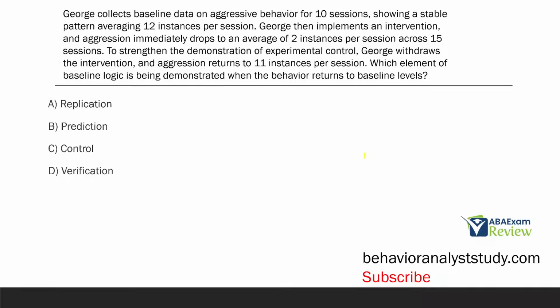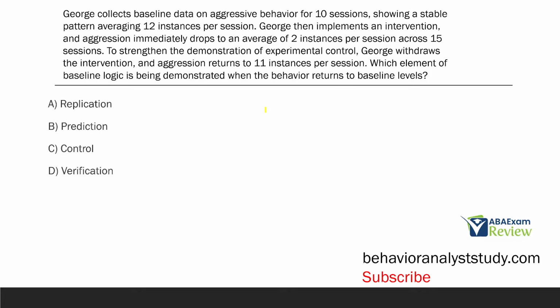George collects baseline data on aggressive behavior for 10 sessions, showing a stable pattern averaging 12 instances per session. George then implements an intervention and aggression immediately drops to an average of 2 instances per session across 15 sessions. To strengthen the demonstration of experimental control, George withdraws the intervention and aggression returns to 11 instances per session. What element of baseline logic is being demonstrated when the behavior returns to baseline levels?